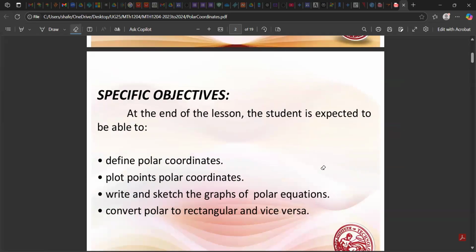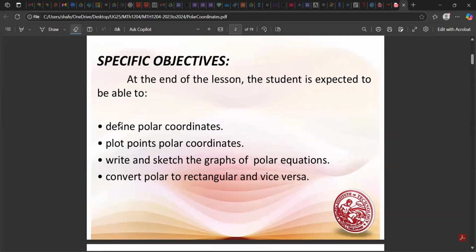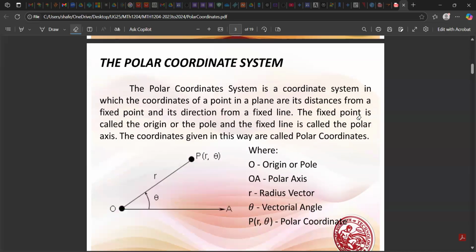All right, good. So we're going to define polar coordinates. We're going to plot points using them. We're going to talk a little about how we can describe the graphs of polar curves, even sketch them. And then, of course, we want to see what we call the Cartesian or rectangular equivalent of the polar curves, right? We're going to see that as we go along. So let's start with the system.